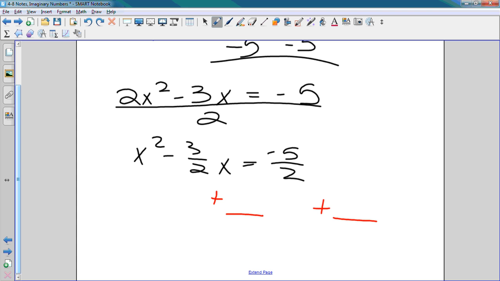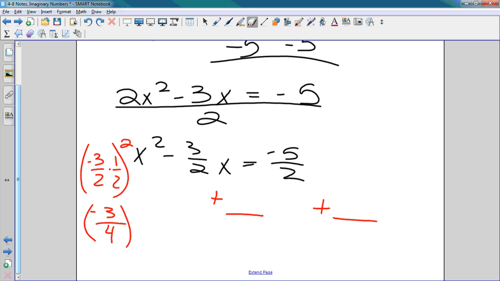Now what? Complete the square. What do I add to both sides? How do I know? Negative 3 over 2 times, or divided by 2, or times 1/2, squared. So that leaves me with negative 3 over 4 squared, which is 9 over 16.